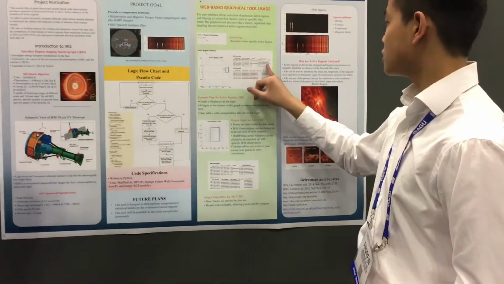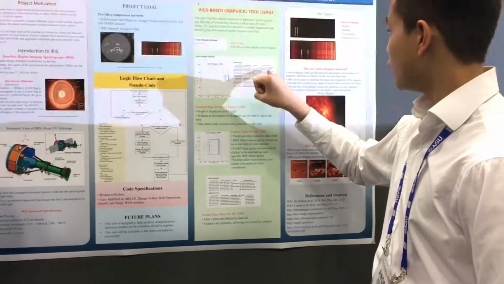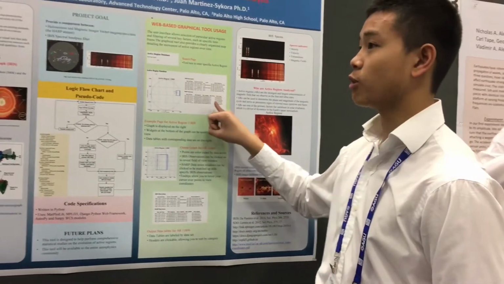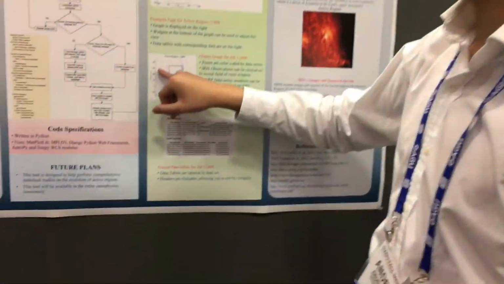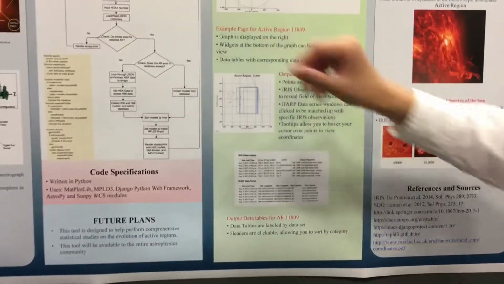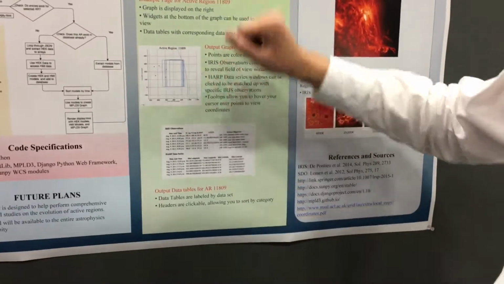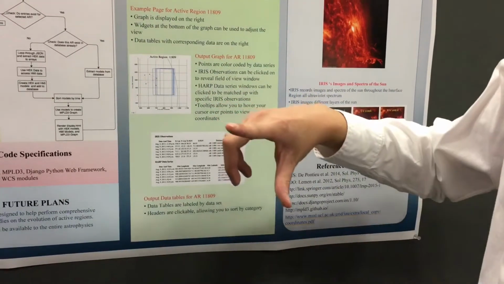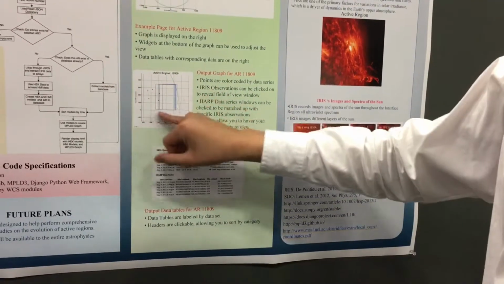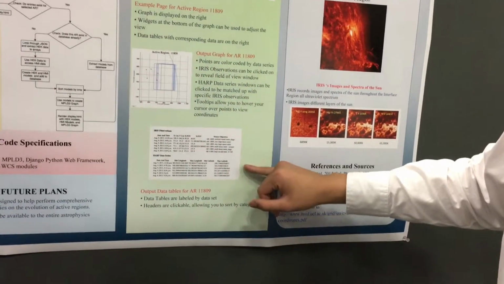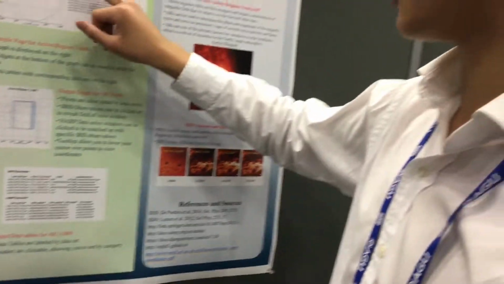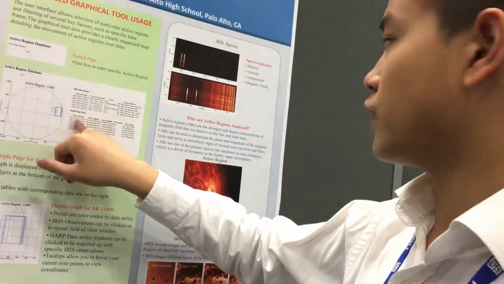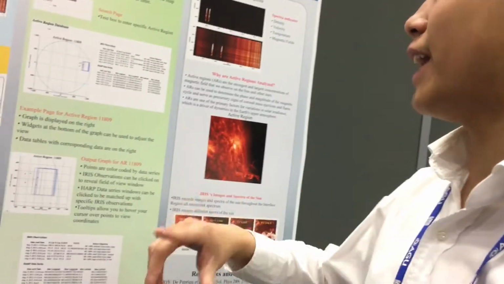It pulls data from the IRIS data sets and matches up each active region with the corresponding data series of observations. On the graph, you can see that the dots are the IRIS observations and their fields of view, while the HARP data series looks at a much larger field of view. The data tables here give all the important information, including the coordinates, the field of view for the IRIS observations, as well as all science observations for that day.